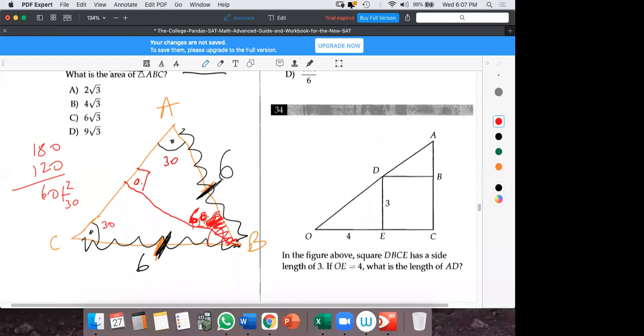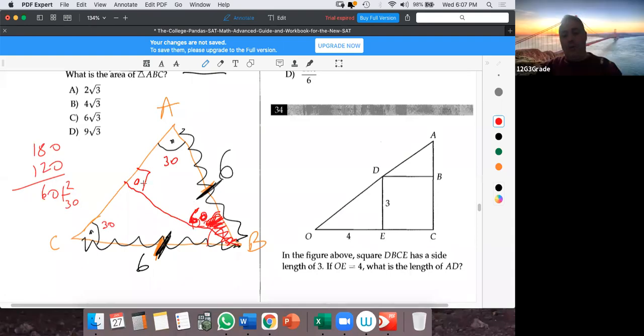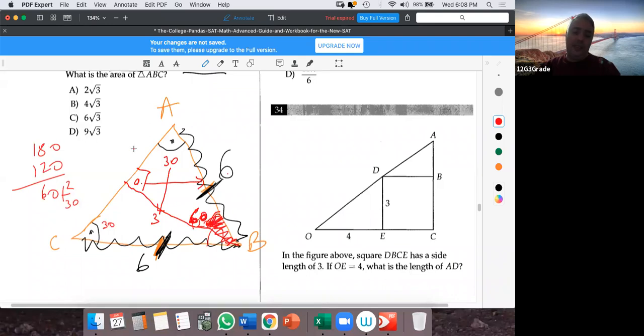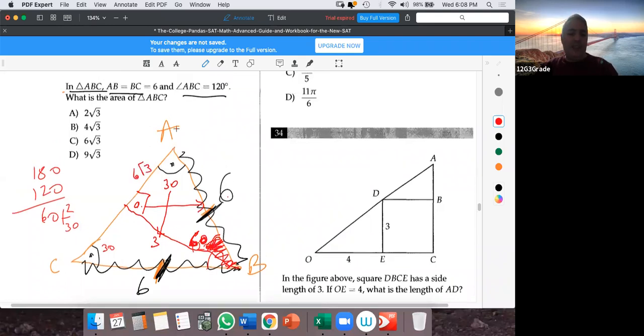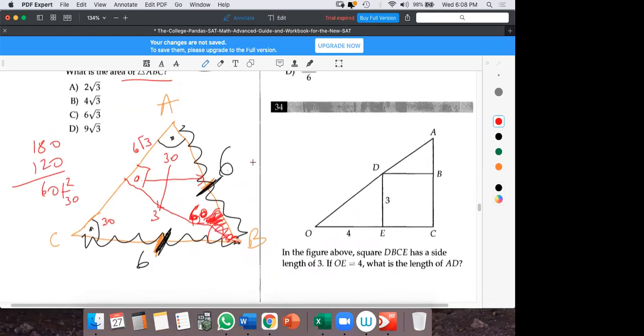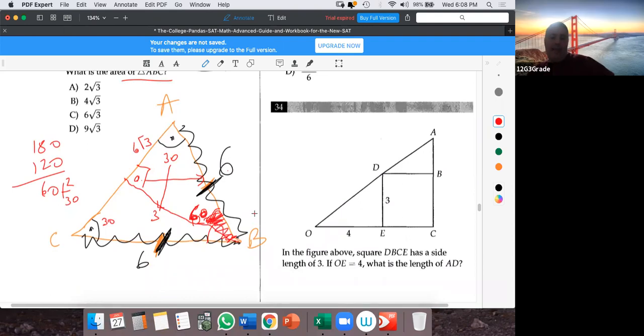Now, opposite of 90 degrees, 6 units. So opposite of 30 degrees, 6 over 2, 3. And opposite of 60 degrees, 6 root 3. What is the question? Let's check it. Area of ABC. What is area of ABC? Base times altitude over 2.